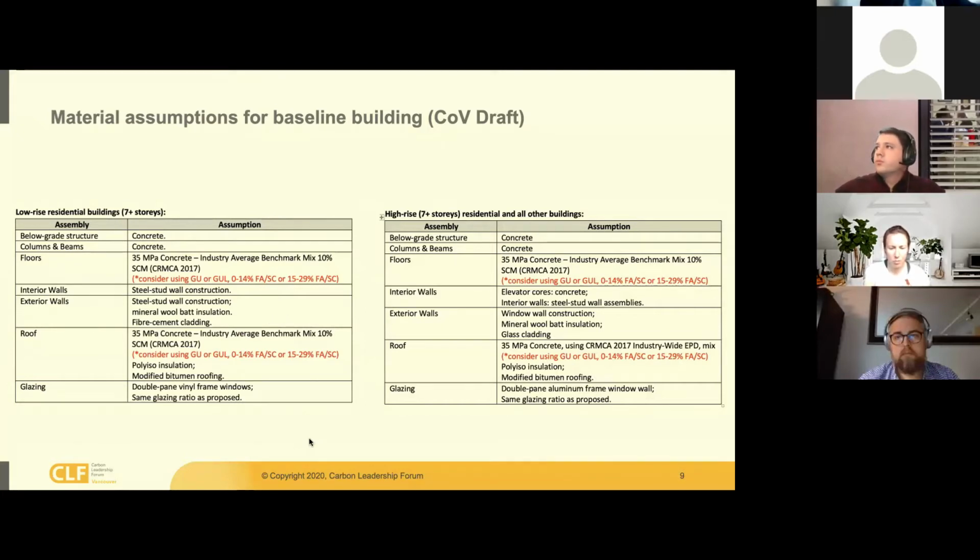I think the one on the left is up to 7, and the one on the right would be, say, 7+ residential. Oh, right. Yeah, sorry. Less than 7, so like 6 stories and under, for the low rise versus high rise is 7+. That was a typo.